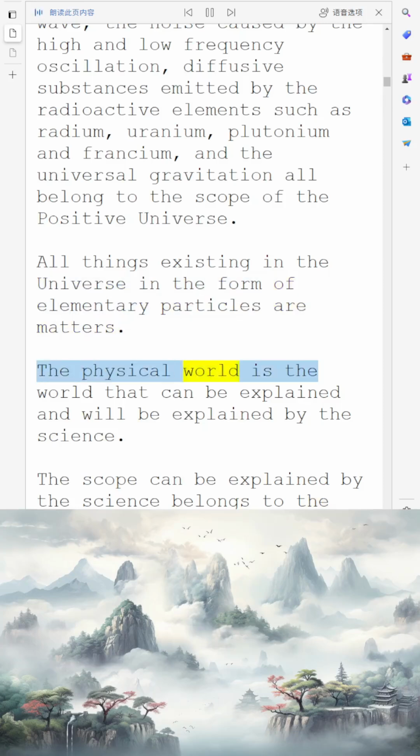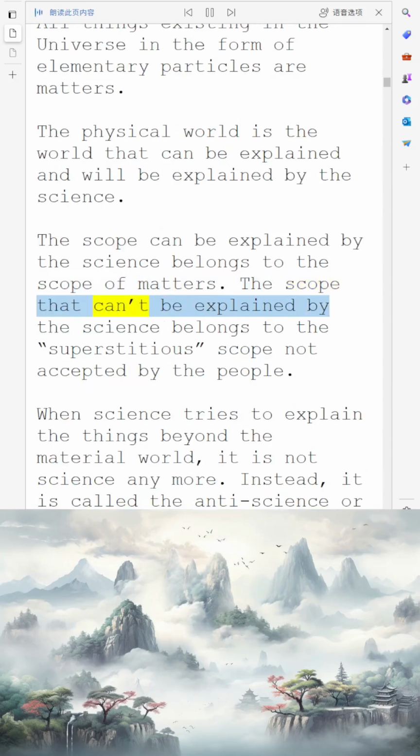The physical world is the world that can be explained, and will be explained, by science. The scope that can be explained by science belongs to the scope of matters. The scope that can't be explained by science belongs to the superstitious scope not accepted by the people.